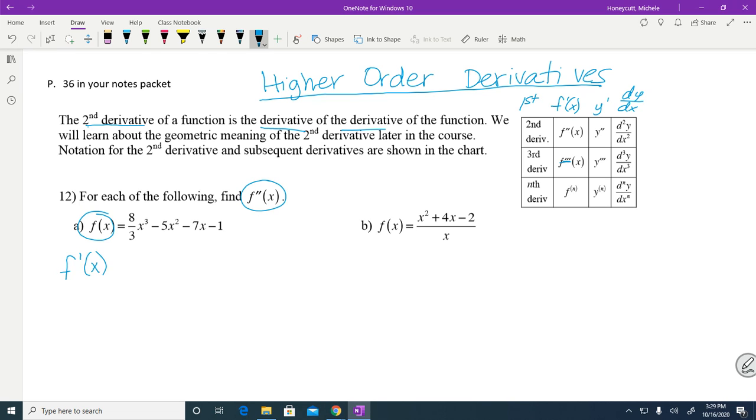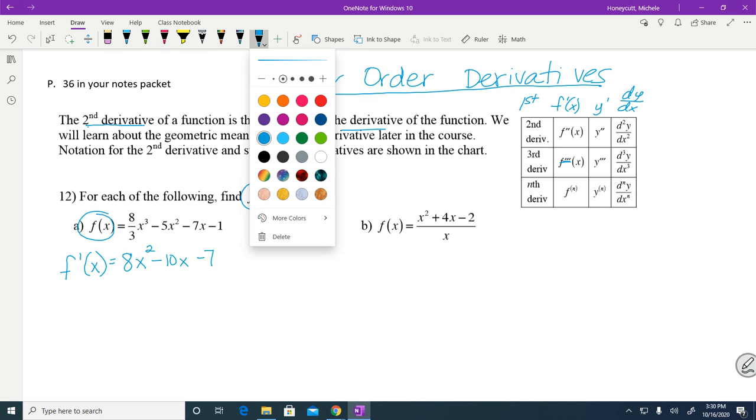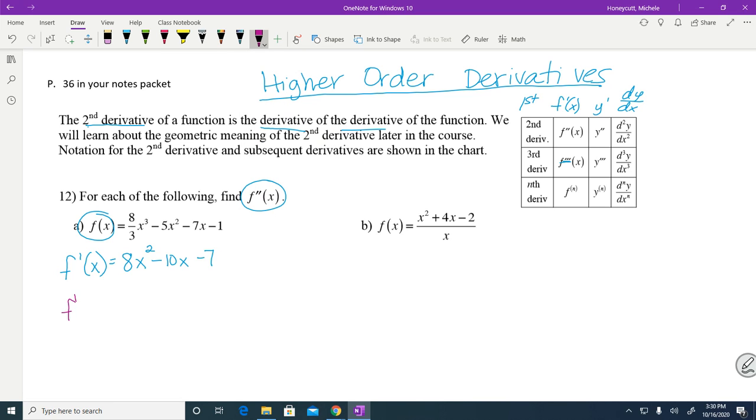So f prime of x would be 3 times 8/3 is 8x squared, minus 2 times -5 is 10 x to the first, minus 7. That's the first derivative. To find the second derivative, I'll take the derivative of the derivative. So f double prime of x is going to be 16x, because 2 times 8 is 16, subtract 1 minus 10. That's the second derivative.